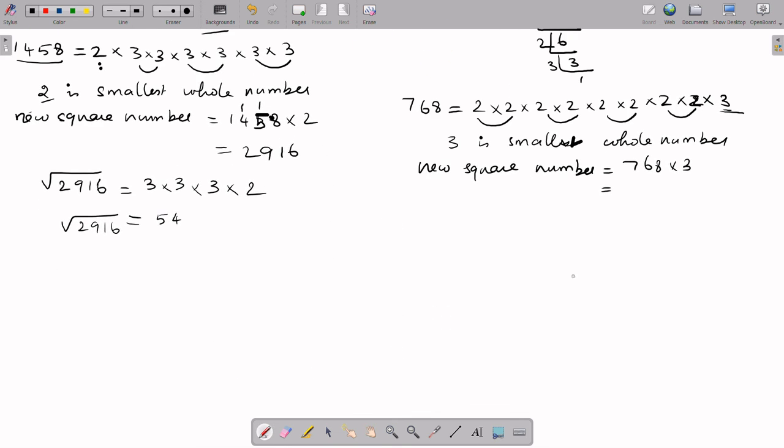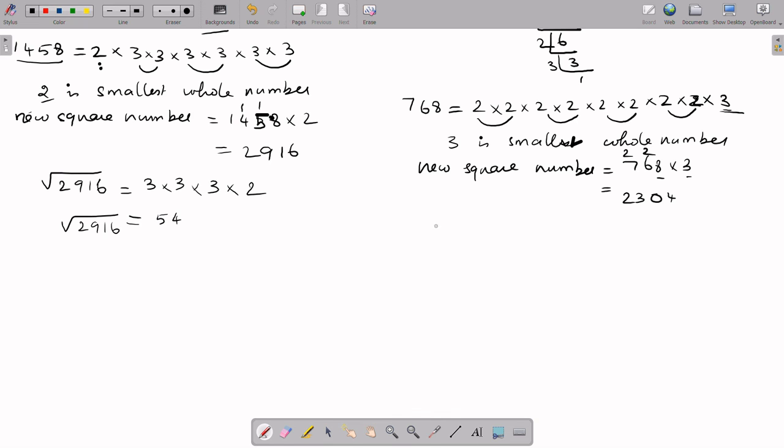you get the numbers: 8 3s are 24. Here you have 2. 6 3s are 18. 18 plus 2 is 20. And remaining you have 2. 7 3s are 21. 21 plus 2 is 23. So 2304 is the new square.